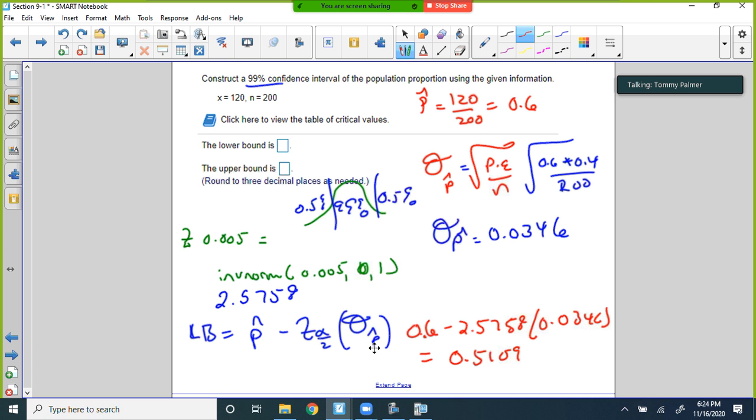Y'all with me? So can you calculate the lower bound and upper bound by hand? Yeah, it's not that much. It's not that bad of a calculation. But do I need to?